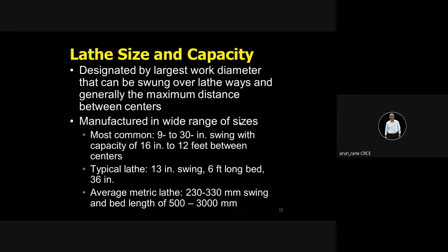How to specify the lathe machine? Very important question. Lathe machines are specified by the swing, that is, the maximum diameter of the workpiece that can be accommodated, and by the admit. Admit means the maximum length of the workpiece which can be accommodated.